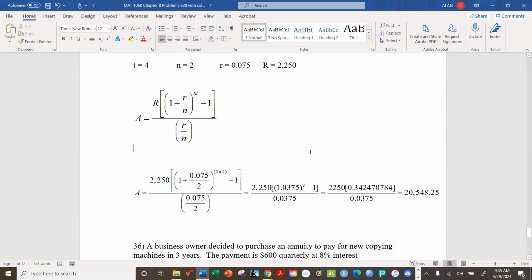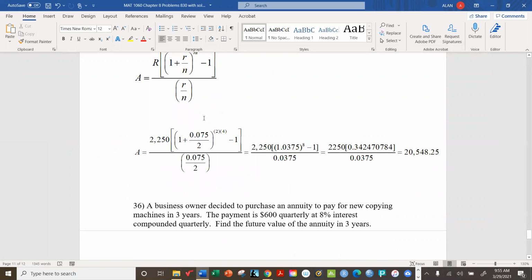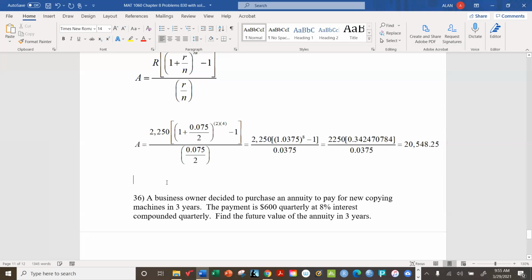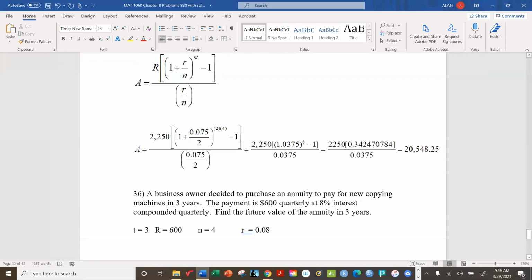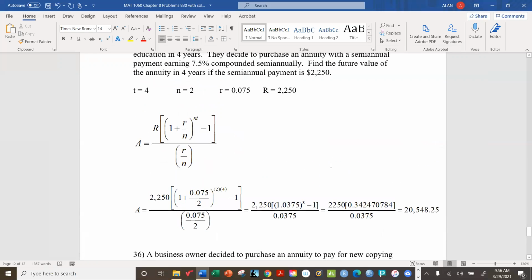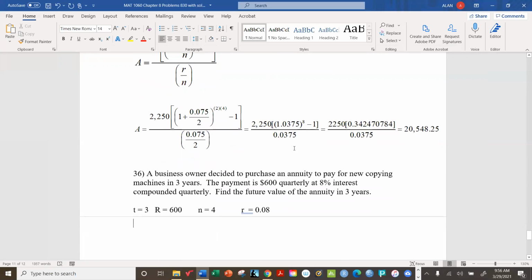Okay. Now, finally, there's one more, and this is also an annuity problem. And what are we being told? A business owner wants to buy an annuity to pay for new copy machines in 3 years, so T is 3. The capital R of the payment is 600. Quarterly means that the compounding frequency is 4, and the interest rate is 8%. Okay, so we know all of that. We also know that we're going to calculate the future value of an annuity.